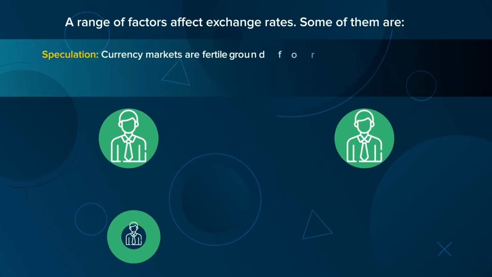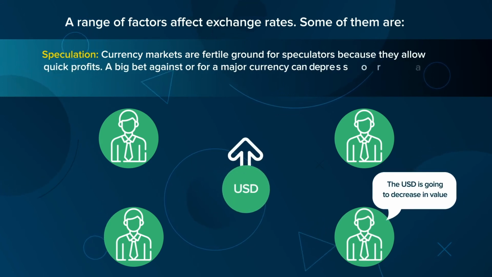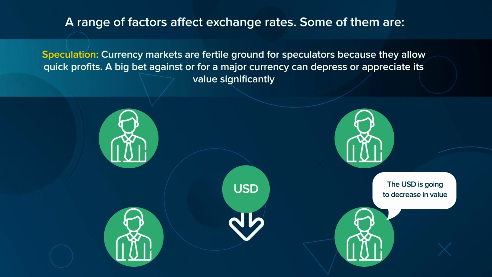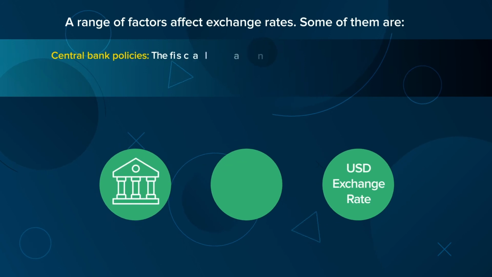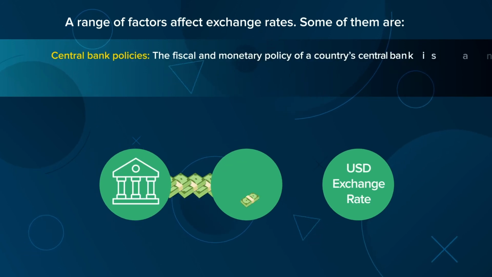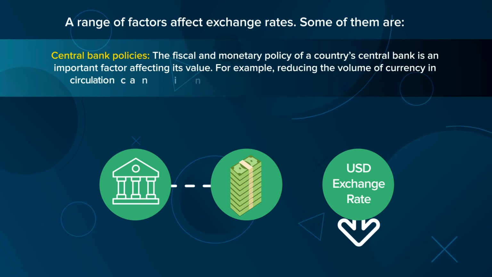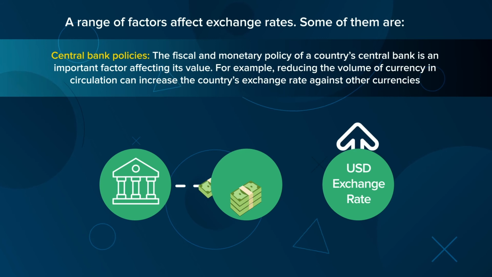Speculation. Currency markets are fertile ground for speculators because they allow quick profits. A big bet against or for a major currency can depress or appreciate its value significantly. Central bank policies. The fiscal and monetary policy of a country's central bank is an important factor affecting its value. For example, reducing the volume of currency in circulation can increase the country's exchange rate against other currencies.